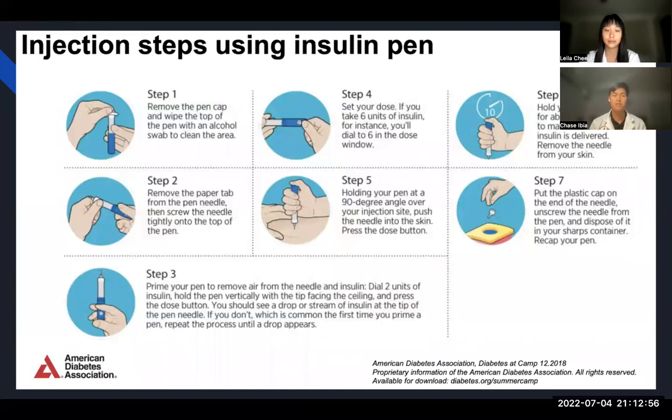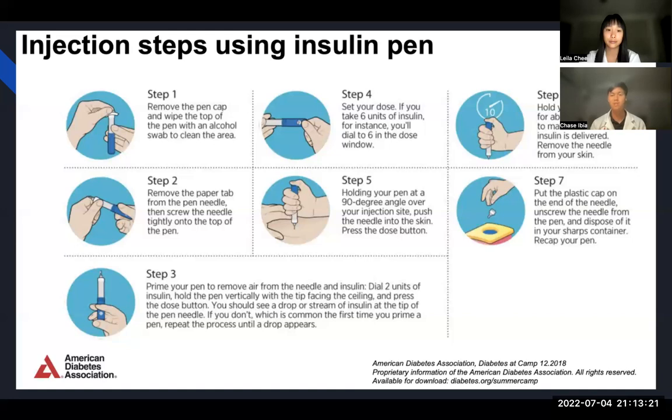So just a quick overview of how to use insulin pens. First, you're going to need to remove the pen cap and then wipe the top of the pen with an alcohol swab before attaching the needle. And then you're going to need to prime your pen. The units that you need to prime your pen may differ from insulin to insulin, so make sure to pay attention to the directions. Then you're going to need to set your dose and then inject yourself.